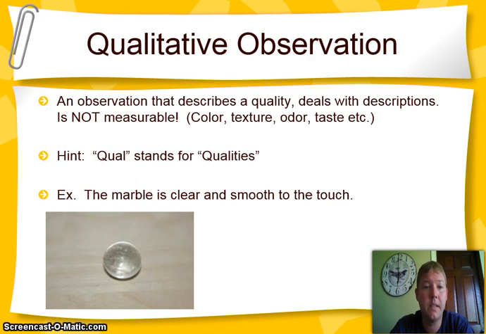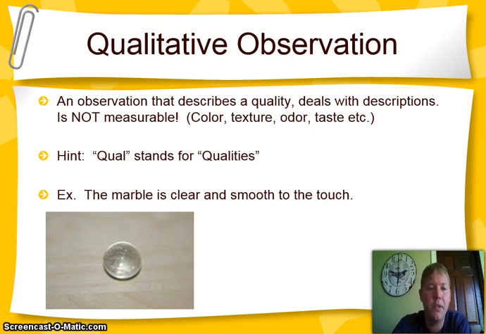Qualitative observation is an observation that describes a quality. So it's dealing with descriptions. It's not measurable at all. So we're talking about things like color, my blue shirt, the texture, it's soft, odor, it smells nice and clean, and tastes. I'm not going to taste the shirt, forget it. That's where I draw the line. One way to remember qualitative observations, though, is the qual. Q-U-A-L stands for qualities. So anytime you see that, you know it's talking about the qualities of something.